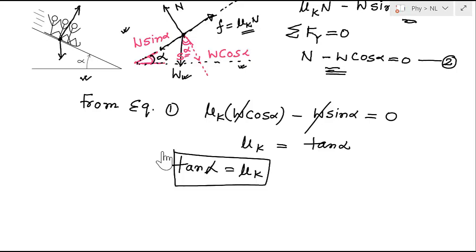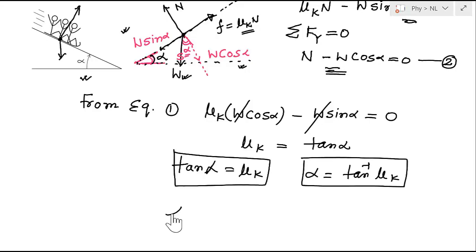So you can have a smaller toboggan or a larger toboggan. In both cases it will slide with a constant velocity for a given friction, and it will not matter; at the same angle, it will slide. So you can also write alpha equals tan inverse mu k, or arc tan mu k. So alpha you can also write as arc tan mu k.